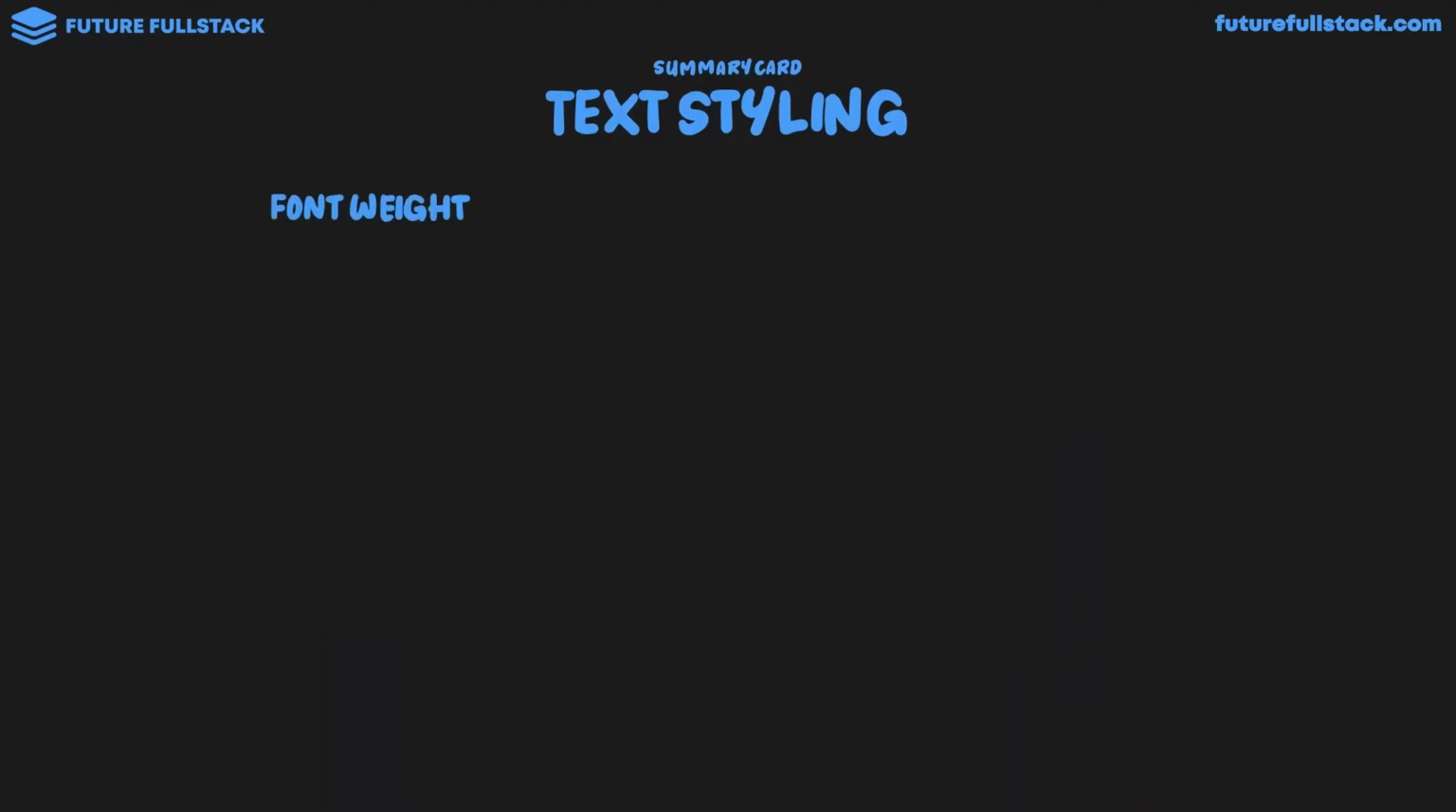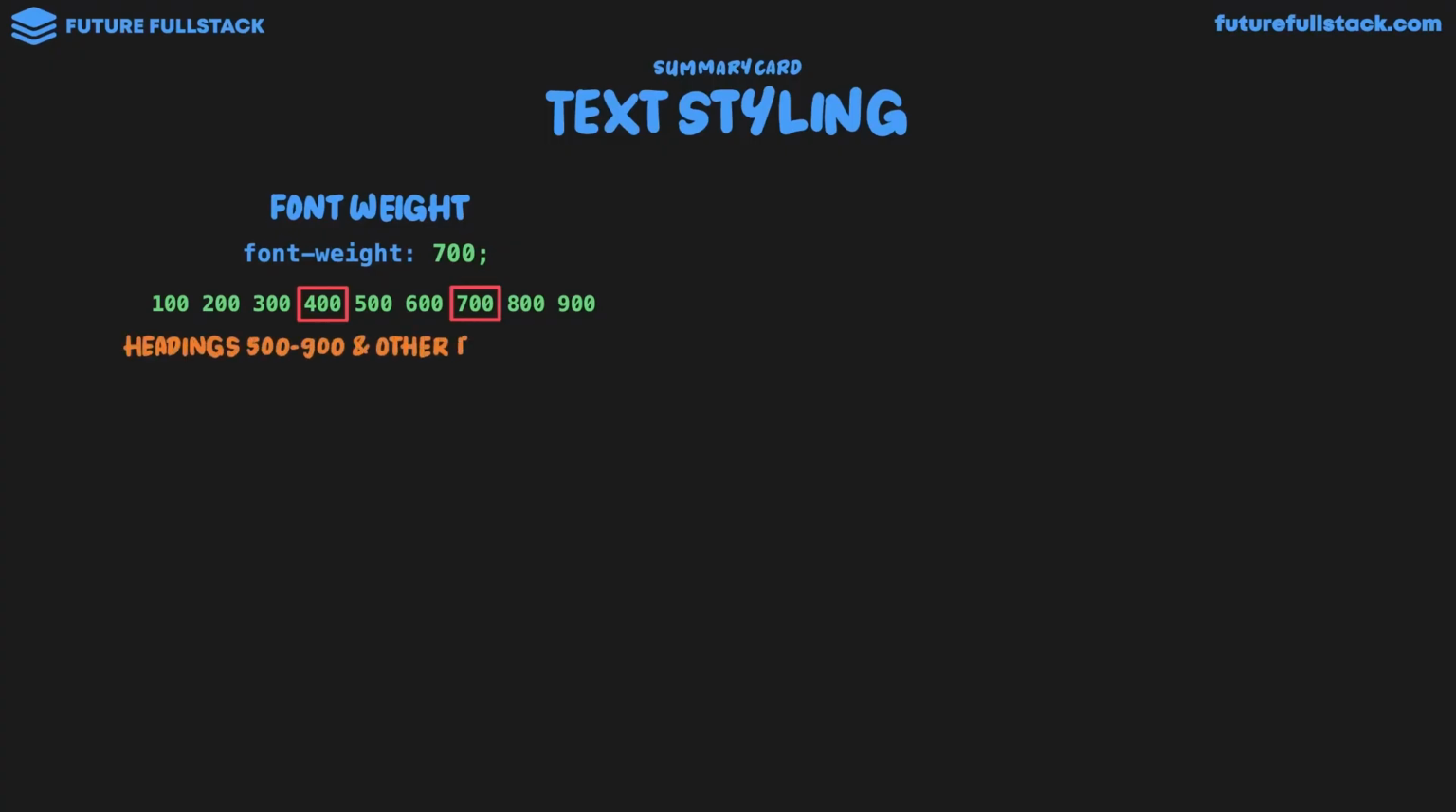So let's finish up by building a summary card for this chapter, text styling. We first looked at font weight. The CSS property looked like this, and the values ranged from 100 to 900 in increments of hundreds. The default values include 400 for most text and 700 for headings. And the design guidance is that headings should be 500 to 900 and other text 300 to 400.